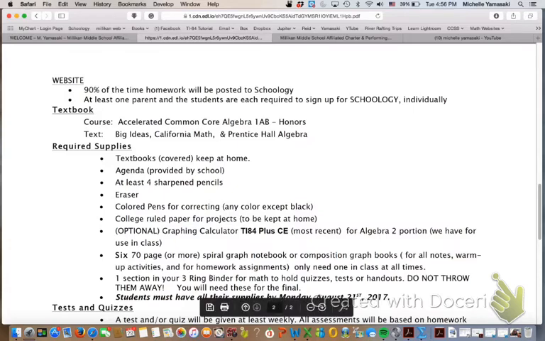Now, optional. We will be utilizing the graphing calculator, the TI-84 Plus CE. There is a TI-84 Plus, or Plus Silver. That's not color. We really like the Plus CE, which has color. I will tell you, we do have a classroom set, so you don't need to buy one. But if, for whatever reason, your child wants it and needs it, they can also be used on the SATs.